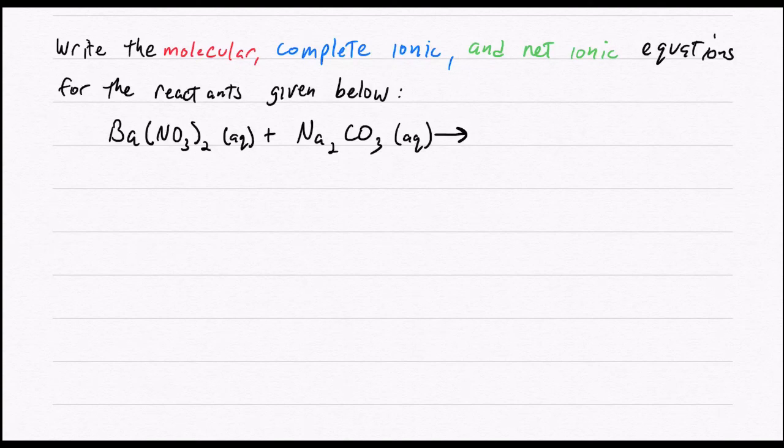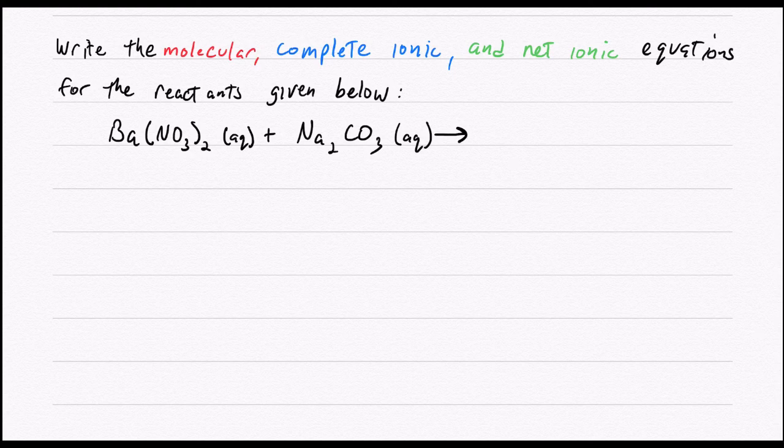So in this problem, we're going to complete actually 3 parts. We're given 2 aqueous reactants, barium nitrate and sodium carbonate, and from that we're going to write out the complete molecular, the complete ionic, and the net ionic equations given those reactants. Now the easiest way to do this is to first write out part of the complete ionic. So I'm going to do that below here.